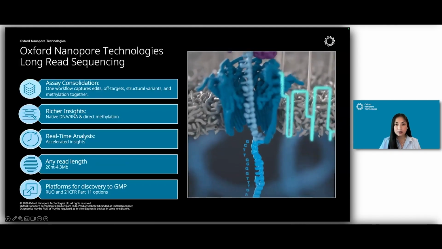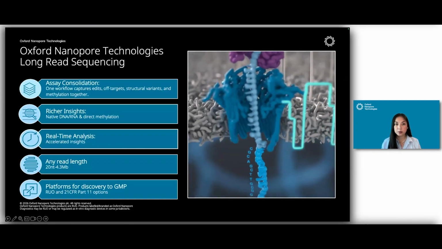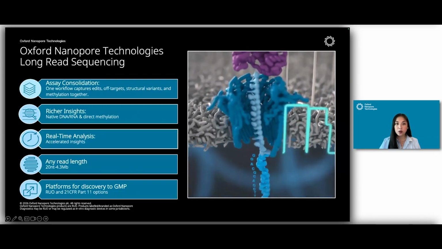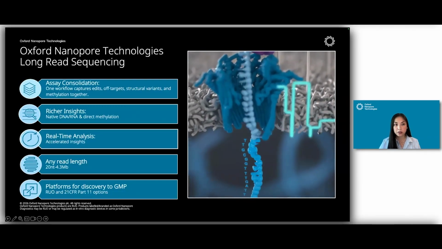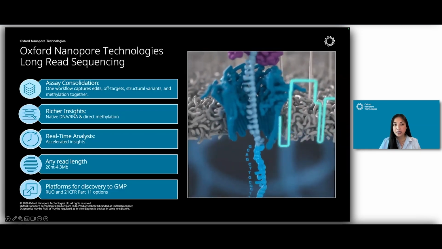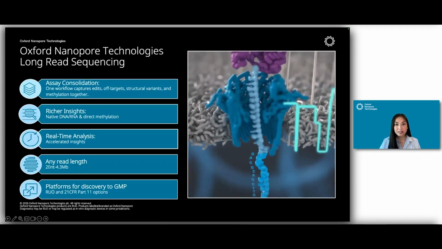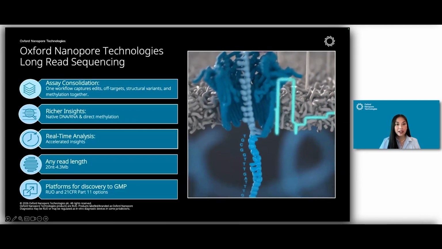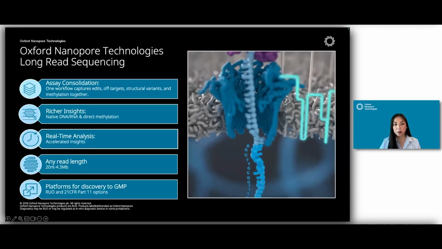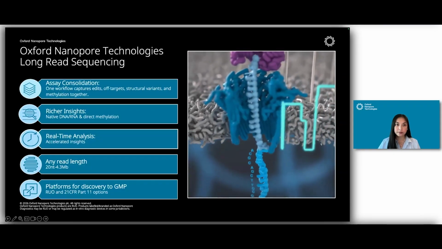You get real-time analysis, meaning instead of loading your platform and waiting 3 days for the whole run to complete, you can see the data being generated as it's happening and then end your run so that you can move on to the next step of your workflow. We're also read length agnostic. We can look at any read length from 20 nucleotides up to 4.3 megabases, although technically there's no upper bound. We cover platforms from discovery through GMP, with both research use only instruments and 21 CFR Part 11 options.